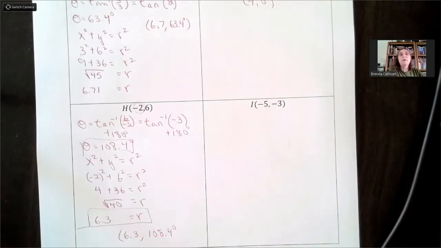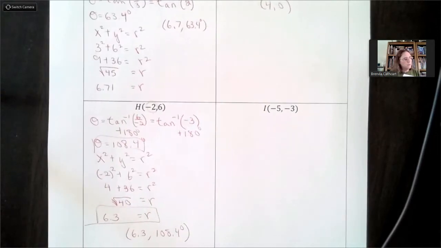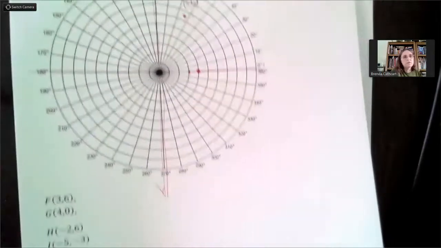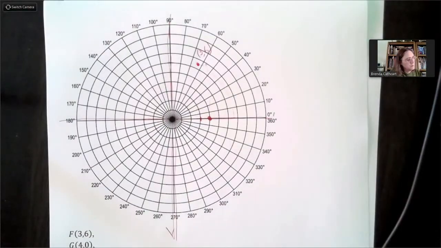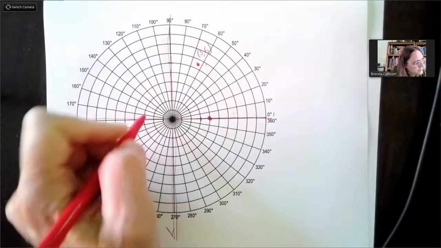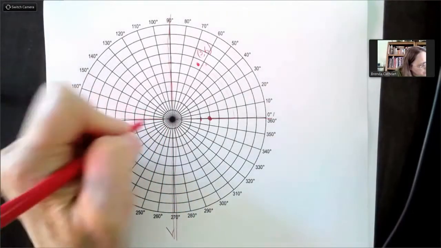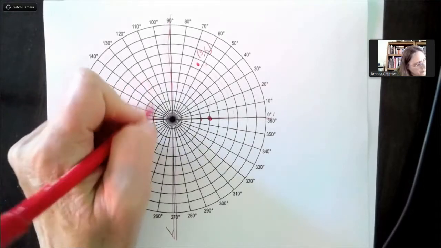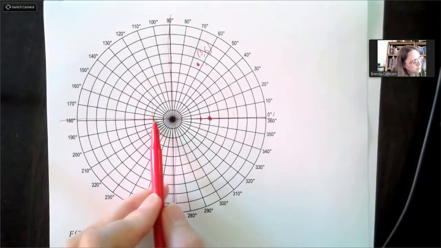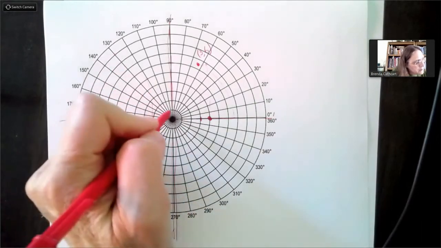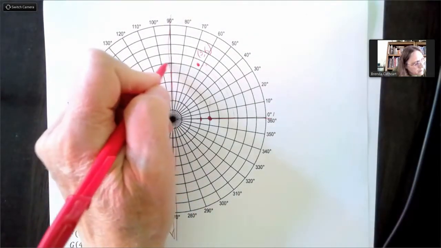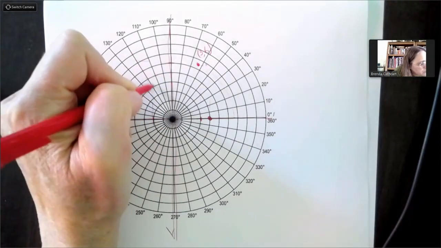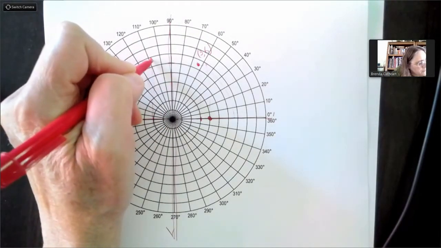Okay, let's check that on our graph and see whether or not that makes sense. Let's take a look at the point (-2, 6) and our polar coordinates (6.3, 108.4 degrees). First, let's do the (-2, 6). As we're going negative 2, we go to the left 2, so we're 2 circles out along this horizontal line on our graph, and 6: 1, 2, 3, 4, 5, 6 in this direction. So we are somewhere right about there.